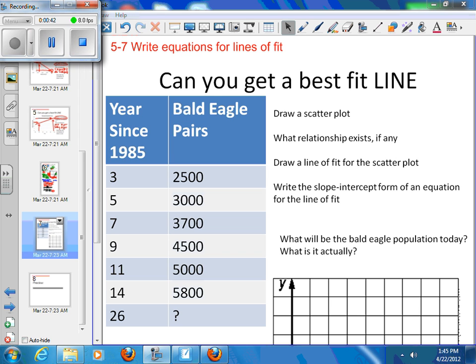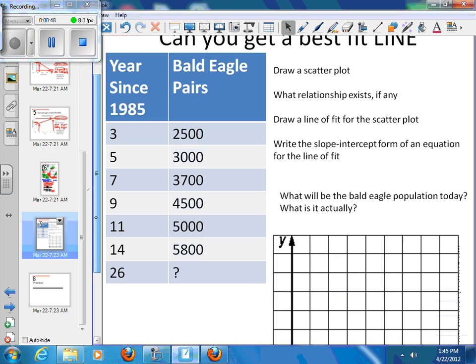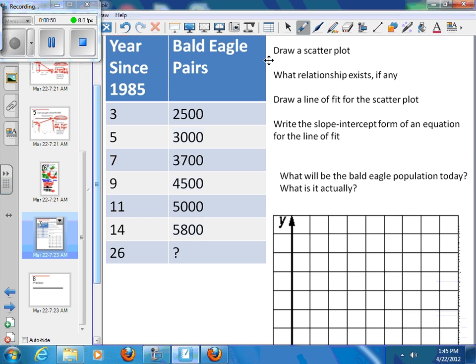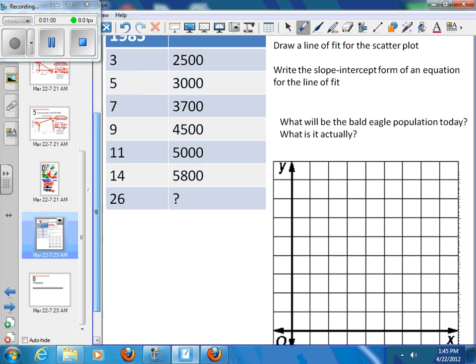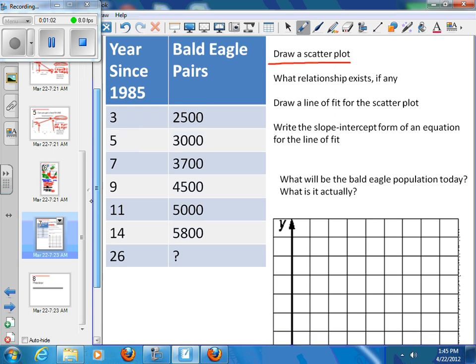So the first thing we need to do whenever we look at real life data is graph it and see what we have. So let's take our data and we're going to draw a scatter plot. So our time is always our independent variable if we've got time in our graph. So we're going to put time down here, and this is going to be years since 1985.